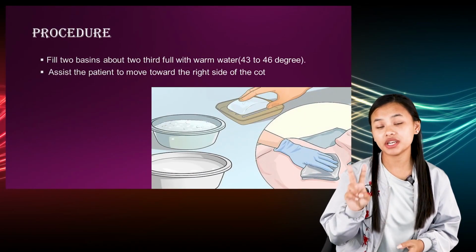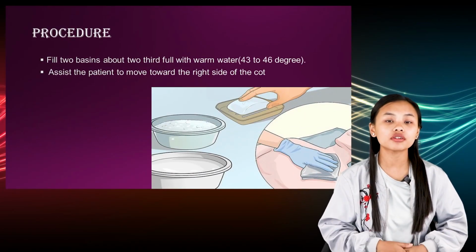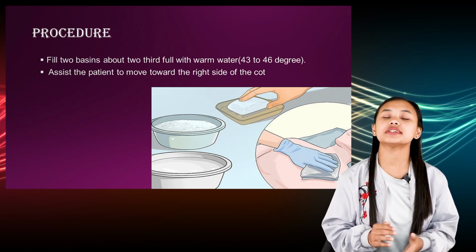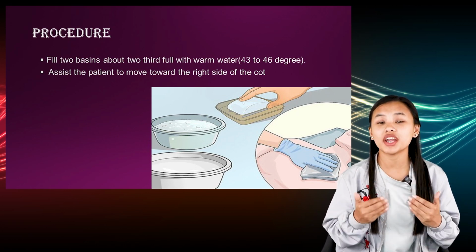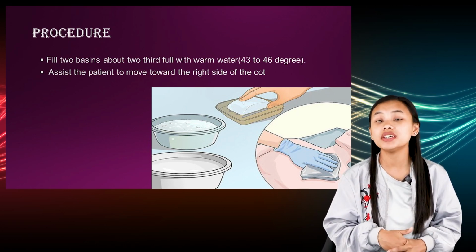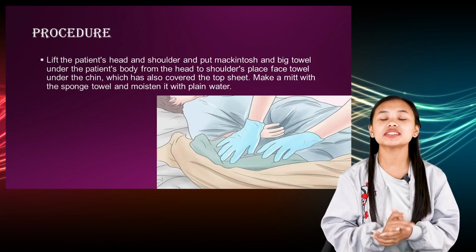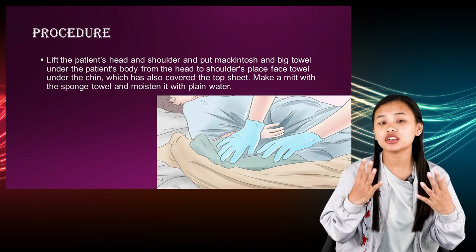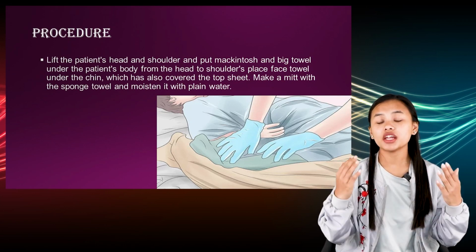And you must take 2 basins and fill both about 2/3 with warm water of 43 to 46 degrees Celsius. And after this is done, you can also assist the patient to move towards the right side of the cot so that it will be easy for you to perform this particular procedure. You must then lift the patient's head and shoulder, and then put the Macintosh and the big towel under the patient's body from the head to the shoulder.